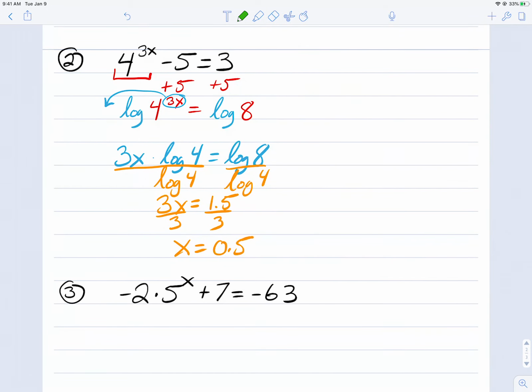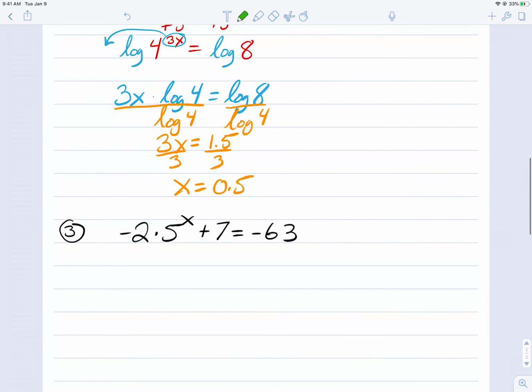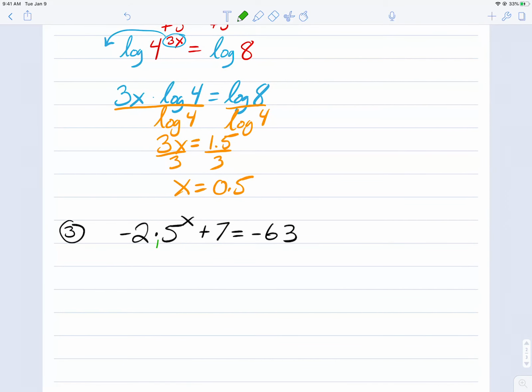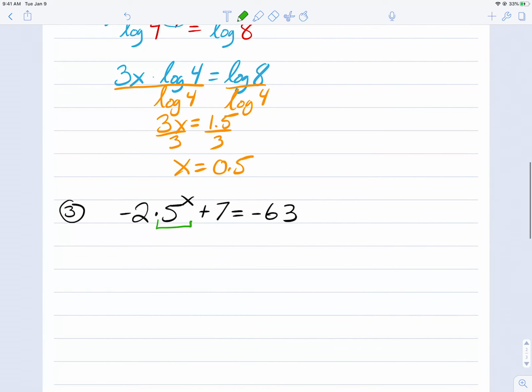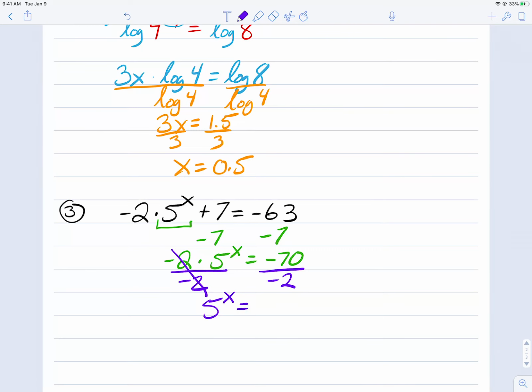And the last problem. We have negative 2 times 5 to the x plus 7 equals negative 63. This exponential part is not by itself at all, so it's like solving an equation. First, I'm going to subtract 7 from both sides, and I get negative 2 times 5 to the x power equals negative 70. Then I'm going to divide both sides by negative 2 because my goal is to get that 5 to the x power all by itself. Now it is by itself, and it equals 35.